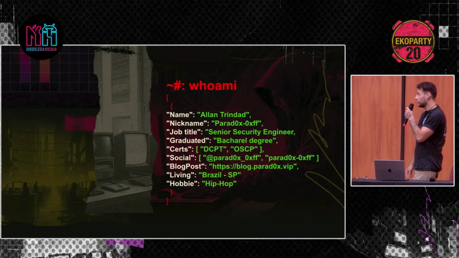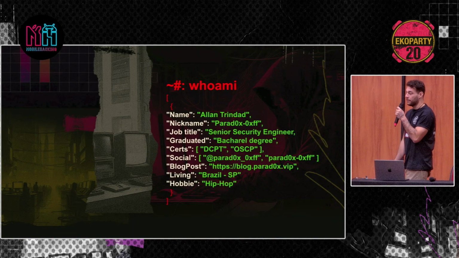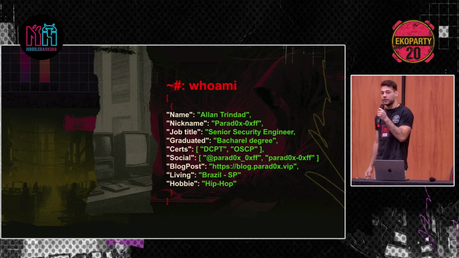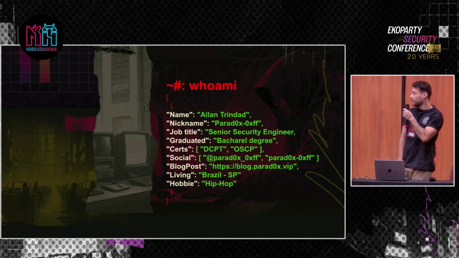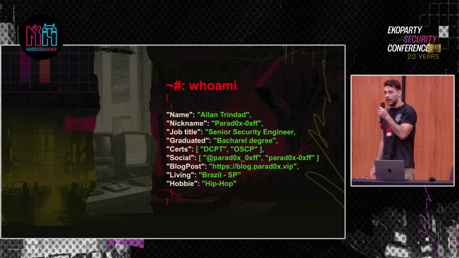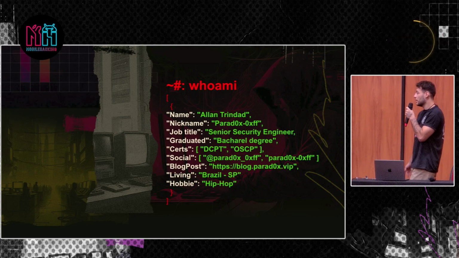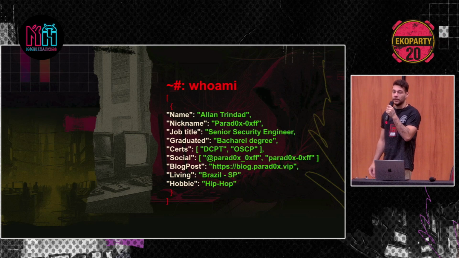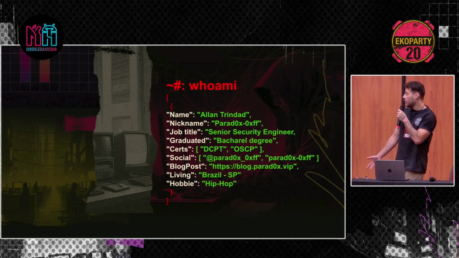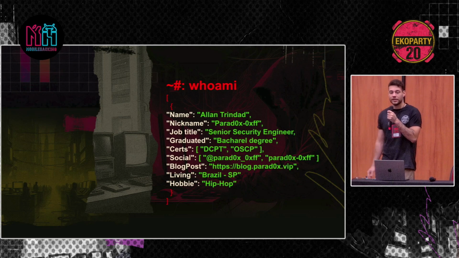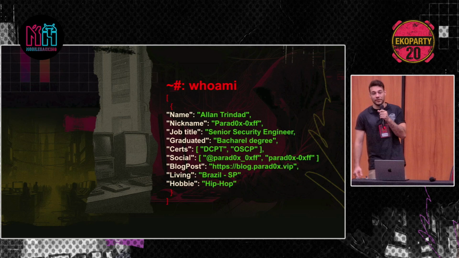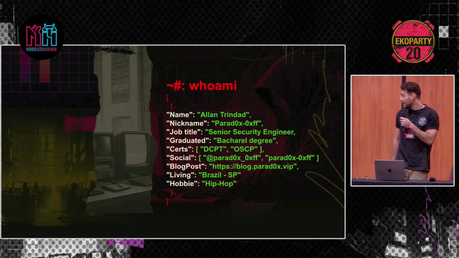First of all, let me introduce myself. My name is Allan. I'm also known in the security community as Paradox. It's my nickname. I'm a senior security engineer. I'm also a graduate, and I have some certifications like the CPT or ACP. I have a blog where I write content in Portuguese because I'm Brazilian. I'm from São Paulo. And my hobby is hip hop in general. I just like hip hop, listening to the music, the dancing, and that's it about me.